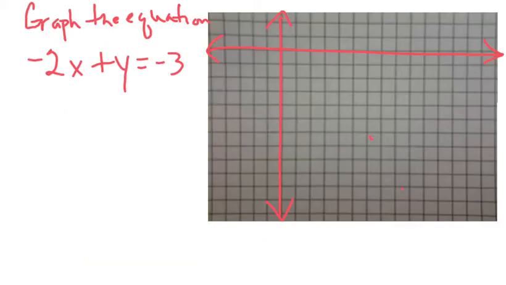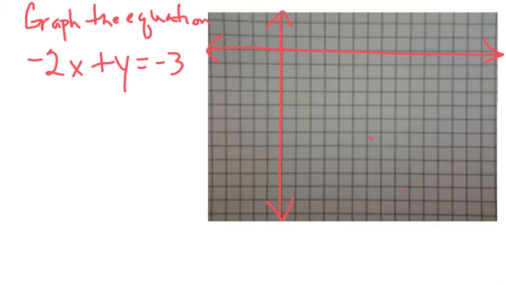Okay, now, graphing an equation. Graph the equation, -2x plus y equals -3. The first thing to do is take this equation, which is in standard form, and get it into slope-intercept form. So, we need to solve it for y. Slope-intercept form always starts with y equals.